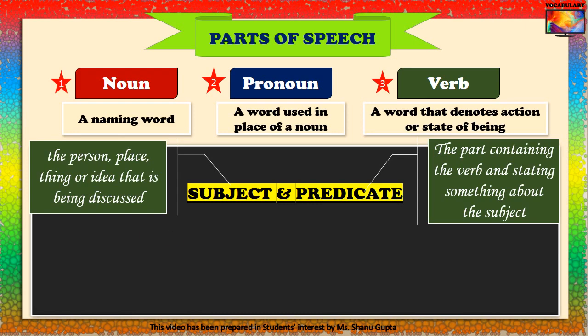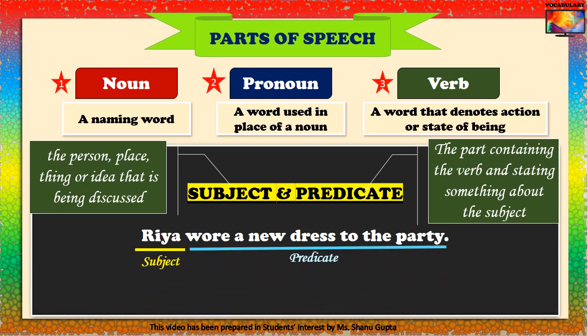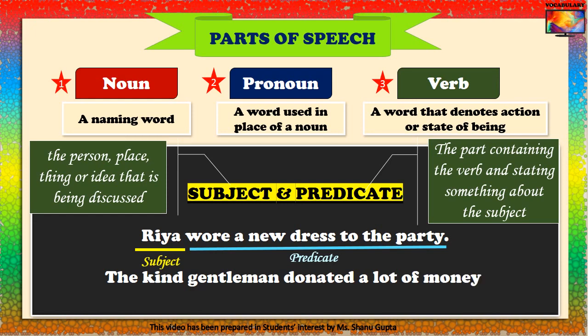For example, "Ria wore a new dress to the party." In this sentence, we are talking about Ria, so she is the subject. And "wore a new dress to the party" is the predicate. Another example is, "The kind gentleman donated a lot of money." "The kind gentleman" is a noun phrase which is the subject and "donated a lot of money" is the predicate. In our subsequent lessons, we will study subject-verb agreement error, which is one of the most important error types in grammar.